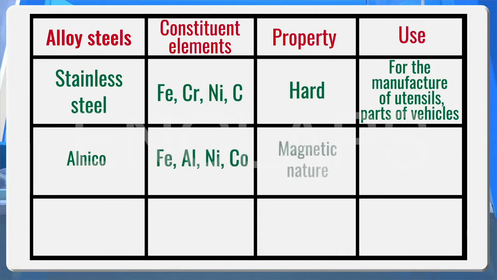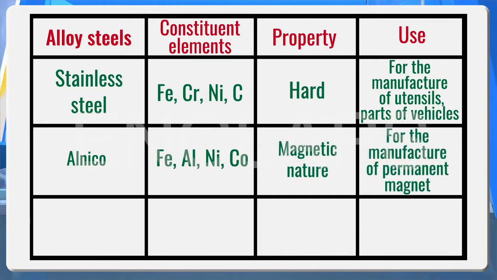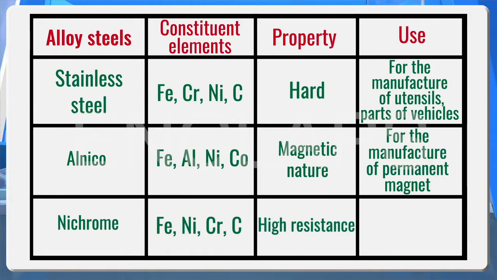They have magnetic nature, so they can be used for the manufacture of permanent magnets. Next example is nichrome. The constituent elements are iron, nickel, chromium and carbon. They have high resistance and hence they can be used for making heating coils.